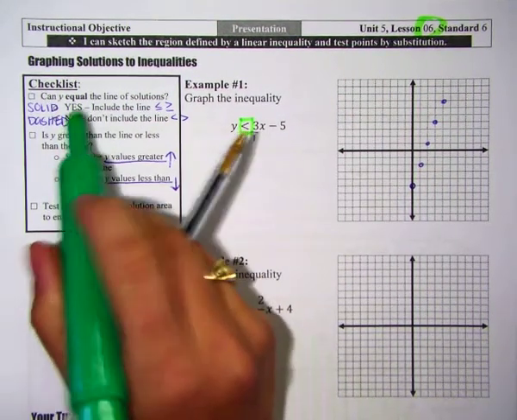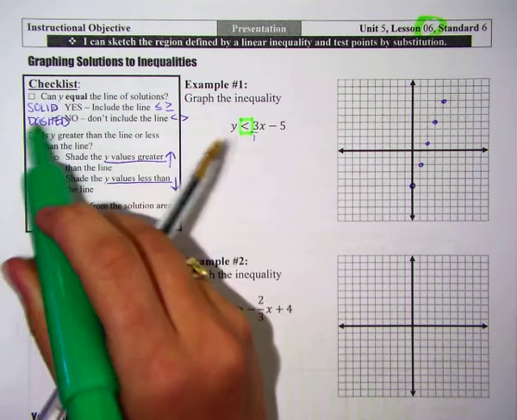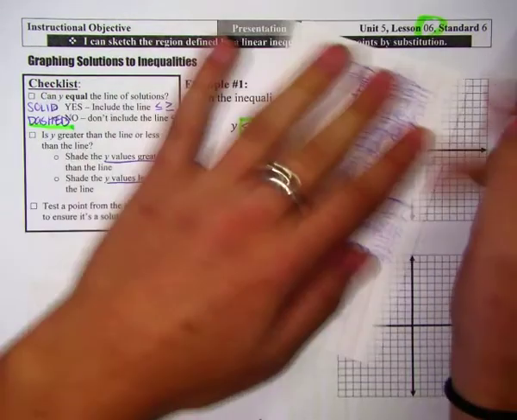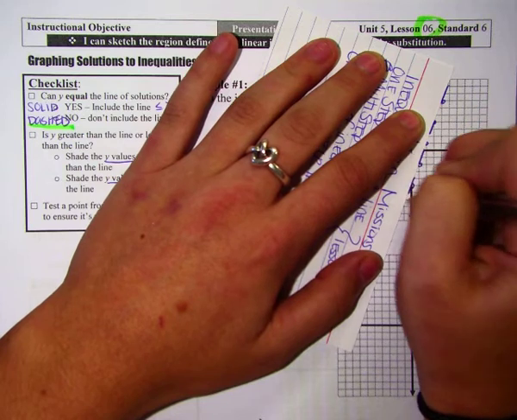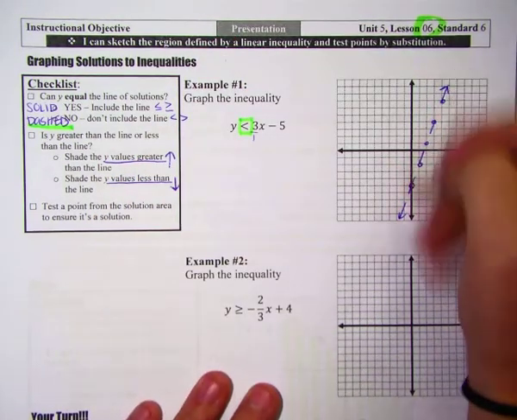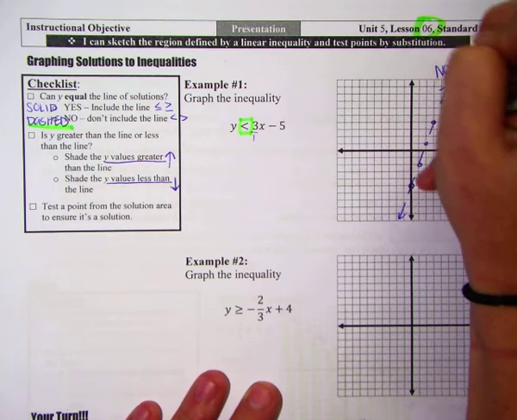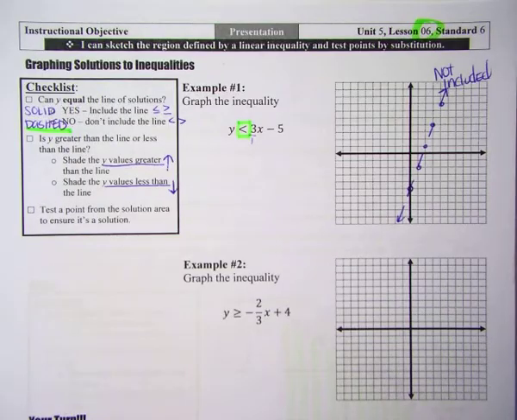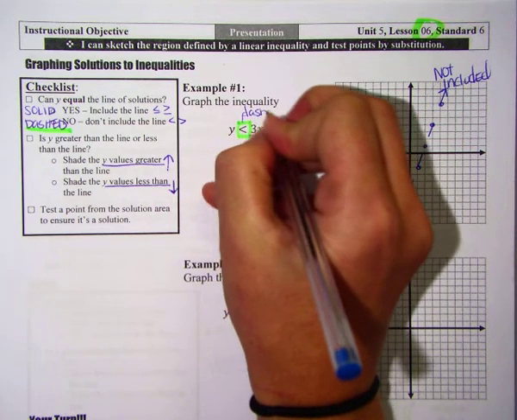Okay, and so since it's just less than, that means no, you're not including the line. And so we're going to draw a dashed line instead of a solid line. Not a solid line, you're going to dash it as you draw it. This shows that the line is not included in the solutions. Okay? What I might do is, as I get good at this, I'd write dashed right here.